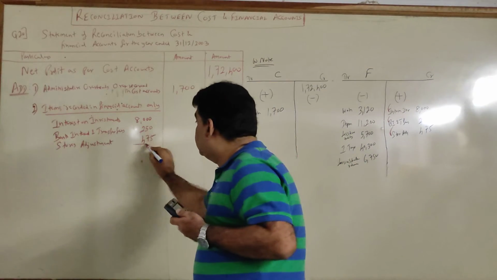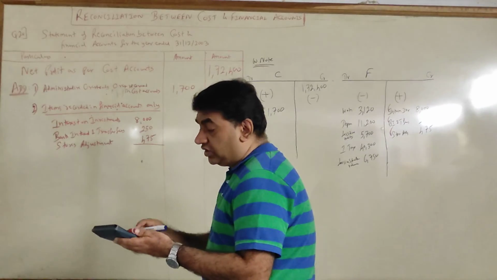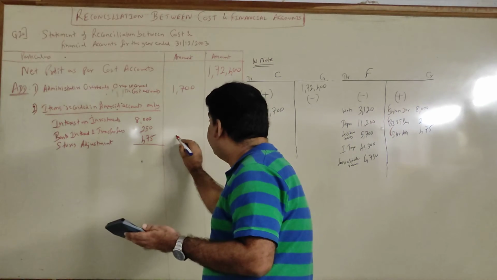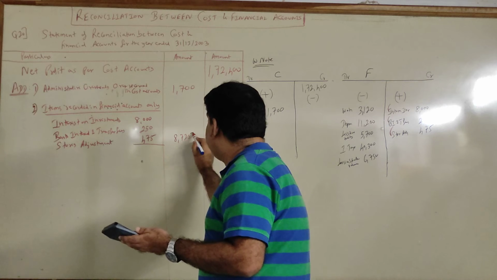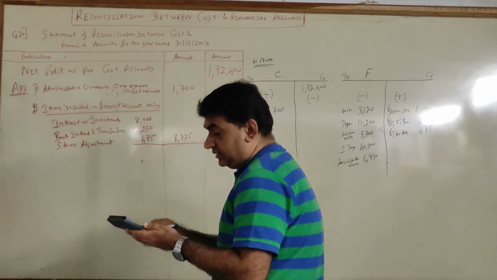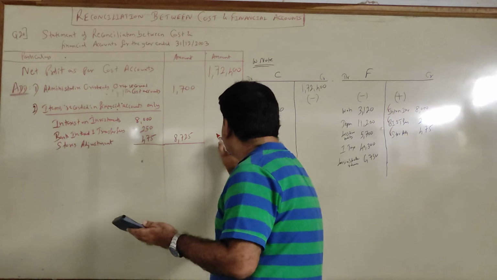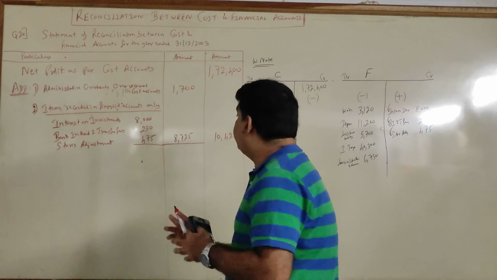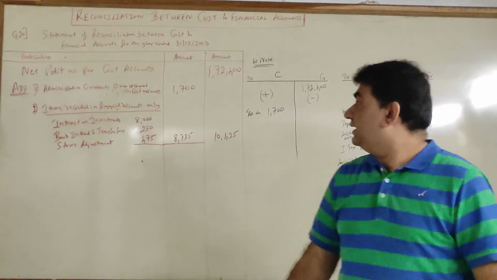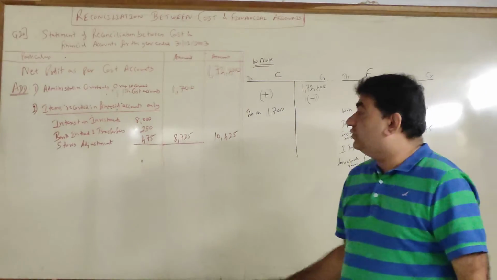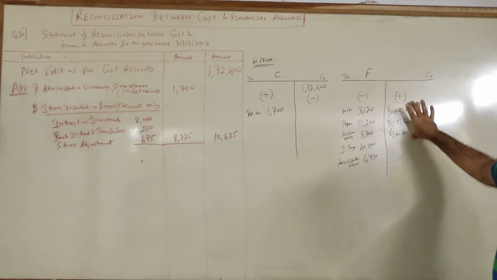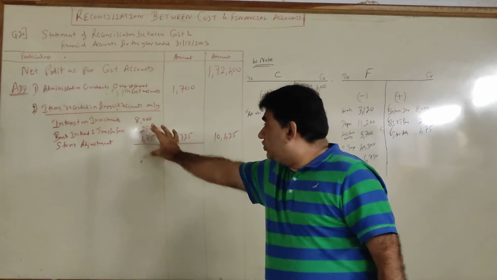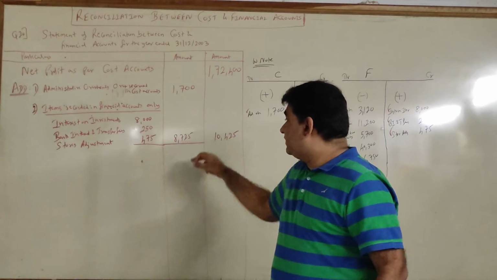Now what you do? Take the total of 3 in the first column. 8,000 plus 250 plus 475 gives you 8,725, plus 1,700. That gives you 10,425. 1,700, 8,725. I'll repeat again. 3 items having the same reason, so we have just given a common heading. Put it here. Take the total of 3 in the first column. This plus this, take it here.